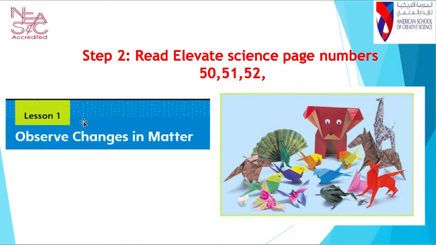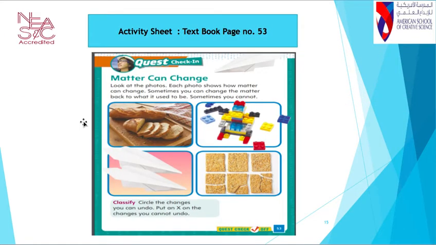Now, I want you to read these pages in your book, page 50, 51, and 52, and we will do page number 53 together. Now, they're talking about matter can change. Look at the photos. Each photo shows how matter can change. Sometimes you can change the matter back to what it used to be. Sometimes you cannot change it. So I want you to circle the changes you can undo and put an X on the changes that you cannot undo. So I'm going to give you 1 minute and then we will discuss it together.